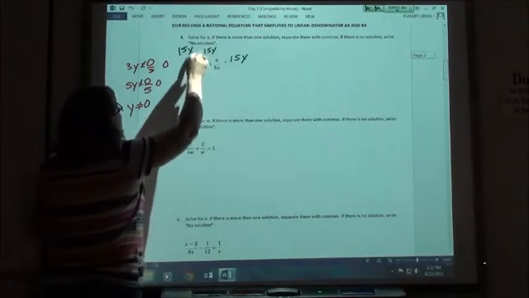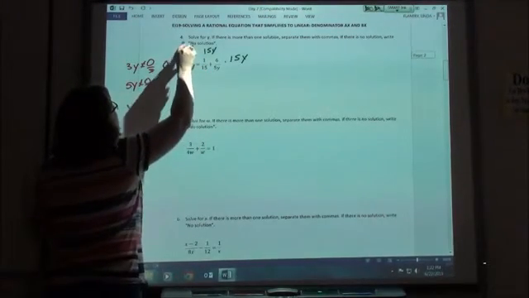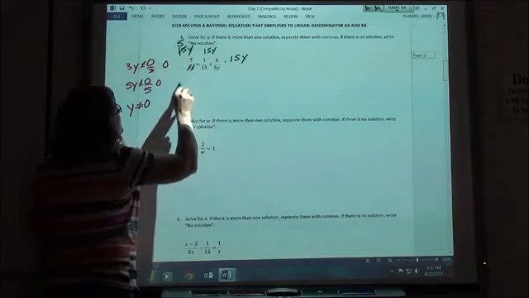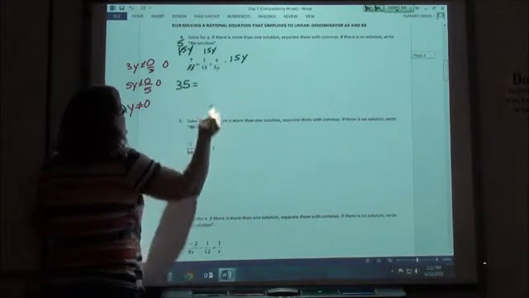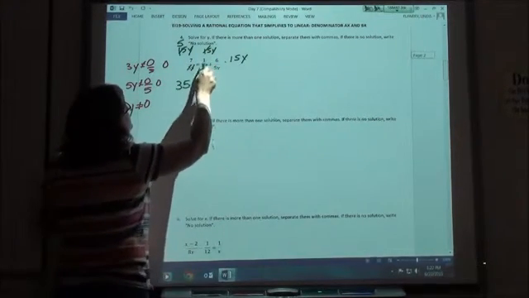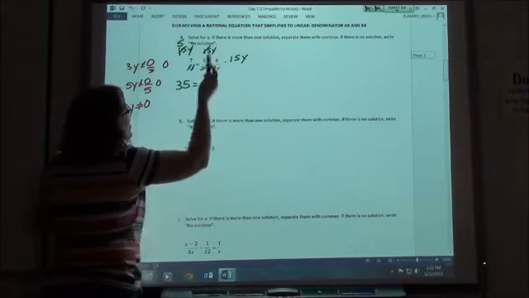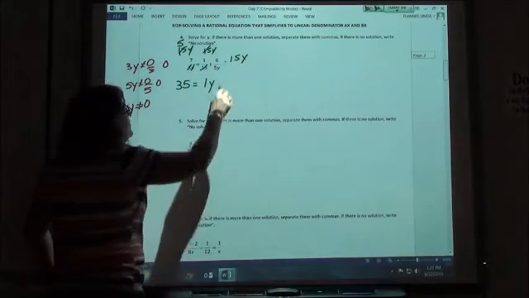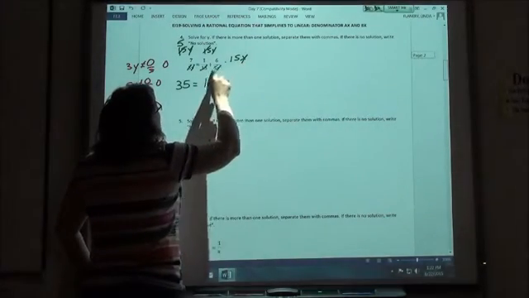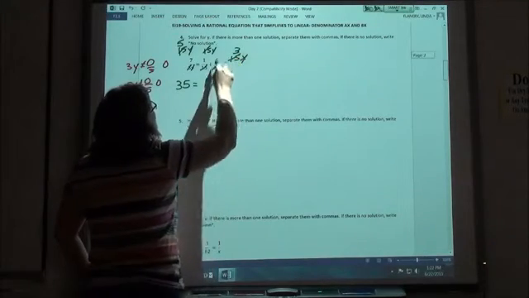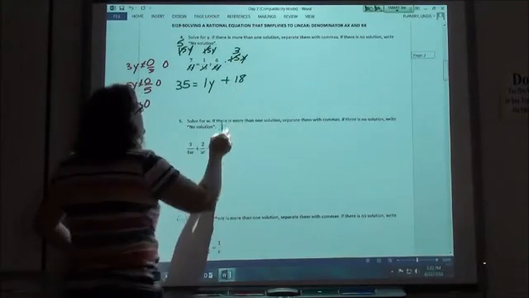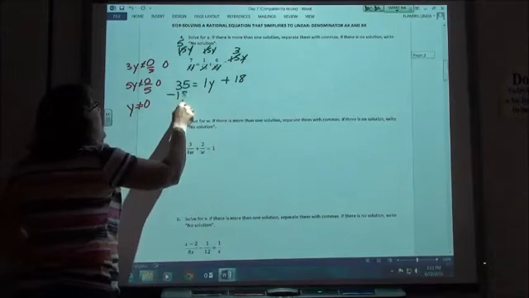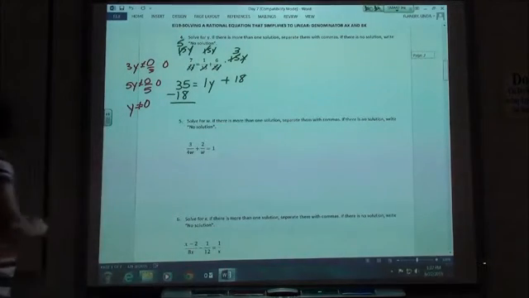Well, the y is going to cancel, and 3 goes into 15 5 times, so 5 times 7 is 35. Here, just the 15 is going to cancel, so 1 times y is 1y, or just y. And then here, the y's will cancel. 5 goes into 15 3 times, 3 times 6 is 18. So I'm going to subtract my 18 to move it over to the other side.